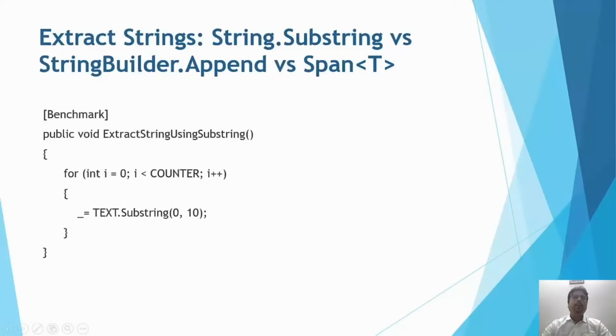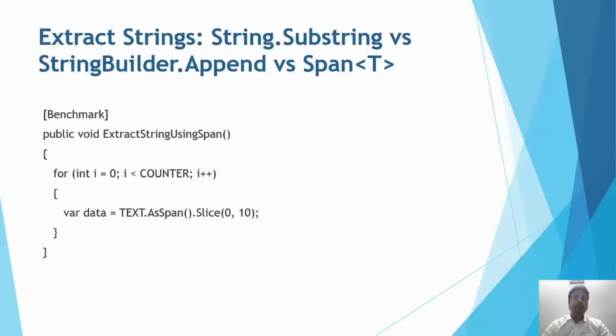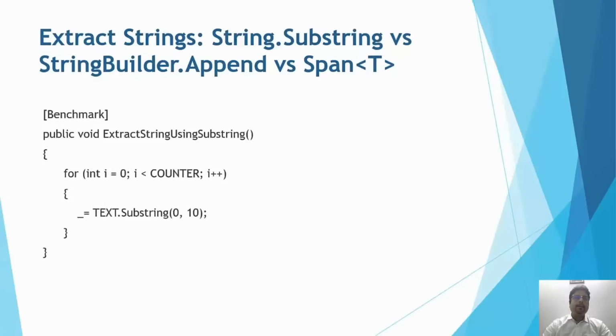Okay, we now come to the next set of benchmark tests that we'll perform. The name of the method is ExtractStringUsingSubstring, and the other one is ExtractStringUsingAppend. So in one case we are using StringBuilder, in one case we are using string. We also have another version where we are using span. So we have three benchmark methods. In the first one, we are using the Substring method of the string class to extract the string.